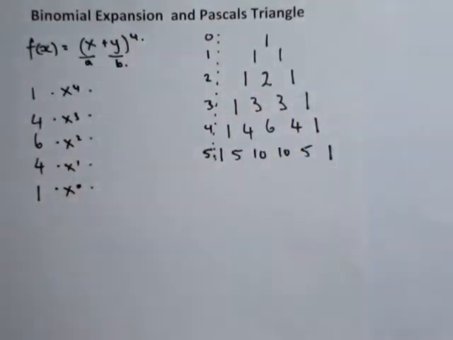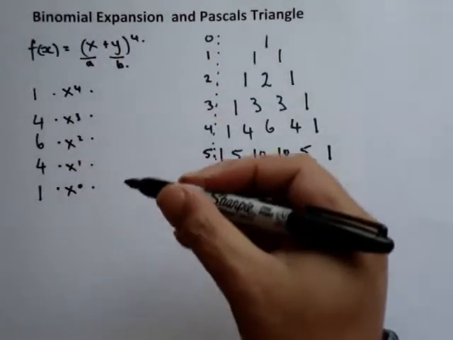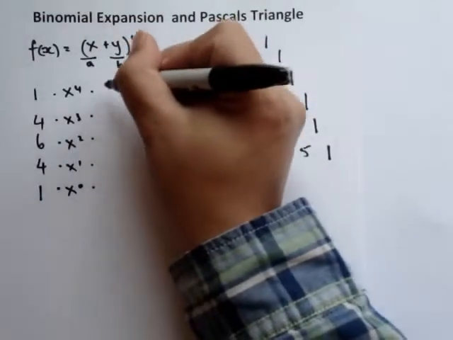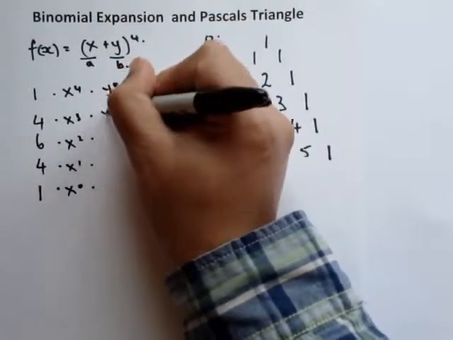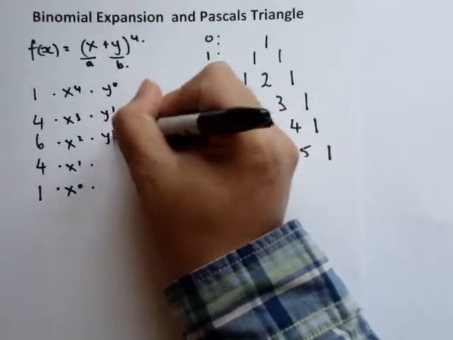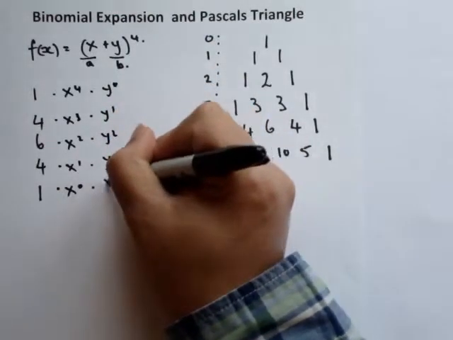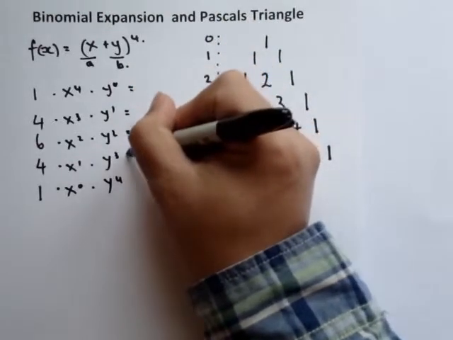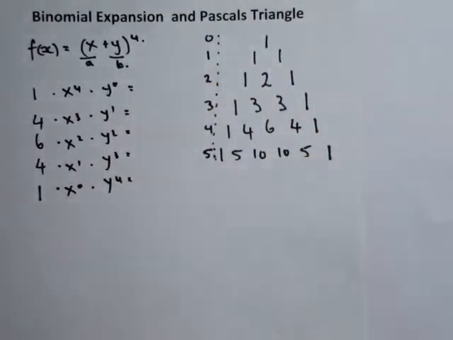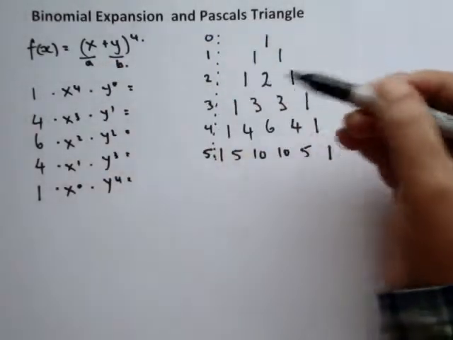And then we're going to multiply this by b, and that is going to go down in powers. So this is going to be y to the 0, y to the 1, y squared, y cubed, y to the 4. And if we write it this way, then we can quickly get the expansion. So now we just multiply this out.